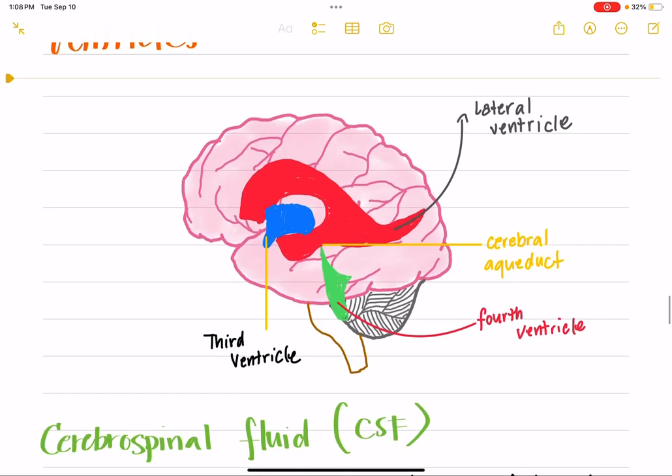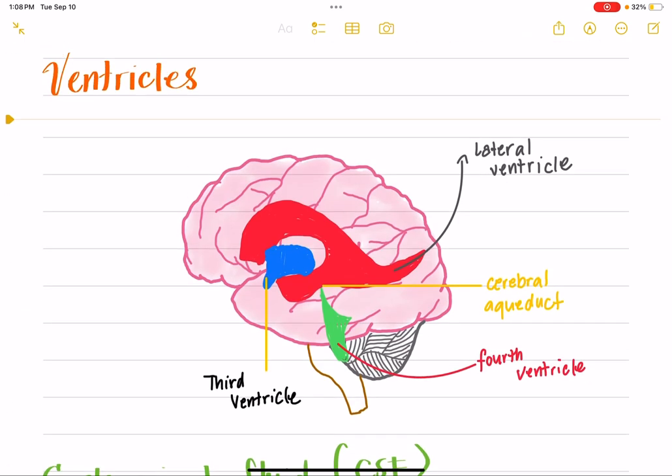Okay. Next is the ventricles ng brain naton. Ventricles are fluid-filled cavities of central nervous system. May kita lateral ventricle, third ventricle, the cerebral aqueduct, and the fourth ventricle. Ang lateral ventricle, large cavity within each cerebral hemisphere. And the third ventricle is smaller, midline cavity located in center of diencephalon, and the cerebral aqueduct located in the midbrain connects the third and fourth.